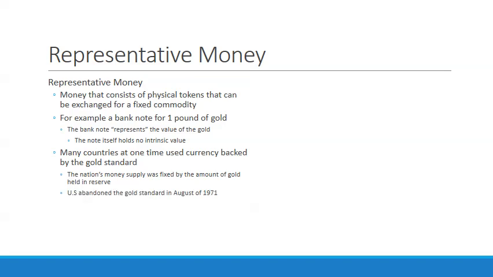And so in August of 1971, the United States abandoned the gold standard under President Nixon, and its reason was very simple. The government at the time did not want the money supply to be fixed by the amount of gold in reserve. And one of the reasons you can understand is because there isn't an exact amount of gold on this planet.